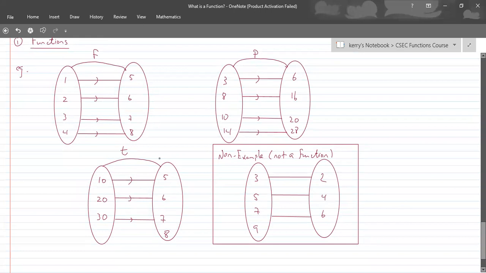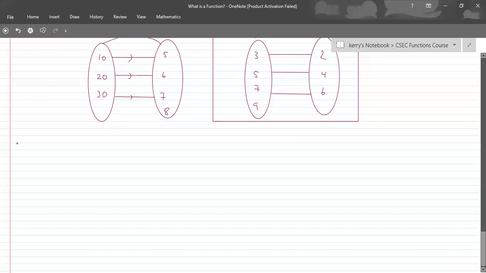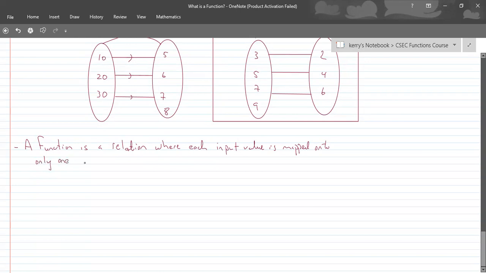And that is very, very important. It must be mapped to only one output value. So that's what a function is. Let's write that down. Remember, a function is just a type of relation. So a function is a relation, and that's very important. A function is a type of relation where each input value is mapped onto only one output value. So each input must be mapped onto only one output value.